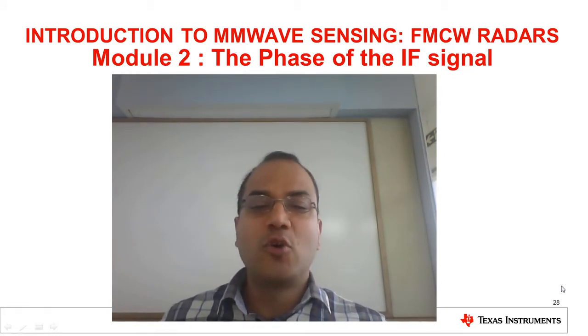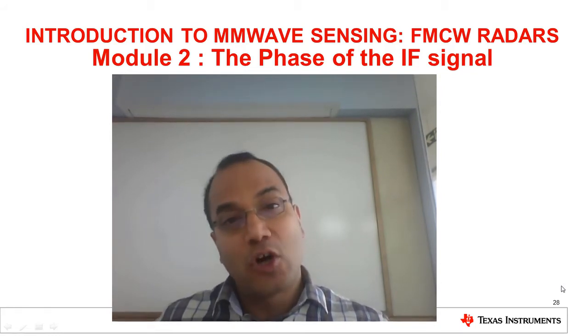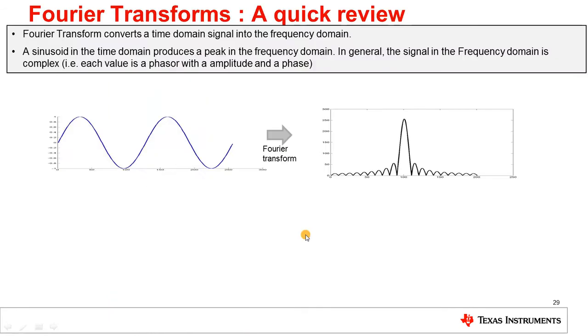We are going to start this module with a very quick overview of some relevant concepts in Fourier transforms. A sinusoid in the time domain produces a peak in the frequency domain, the location of the peak corresponding to the frequency of the sinusoid. It is important to understand that the signal in the frequency domain is a complex number with an amplitude and a phase. So while this plot here represents the amplitude of the Fourier transform, each of the values here is in fact a complex number with an amplitude and a phase.